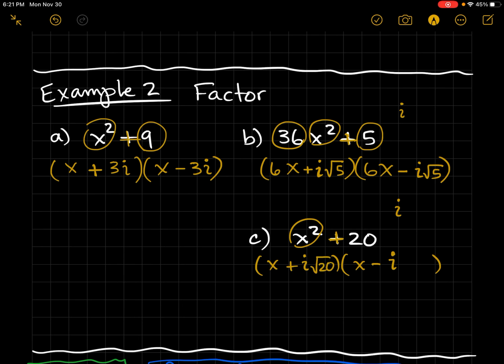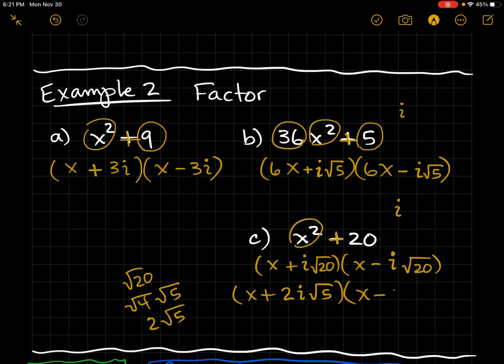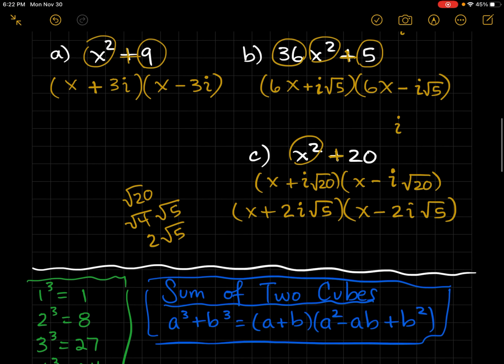And so that's the square root of 20. But we have a little issue. What's the square root of 20? Remember, that simplifies to 4 times 5. That's our perfect square, and the square root is 2. So that's 2 radical 5. So we want to write this as 2i radical 5 and x minus 2i radical 5. Alrighty, that was a pretty good problem.